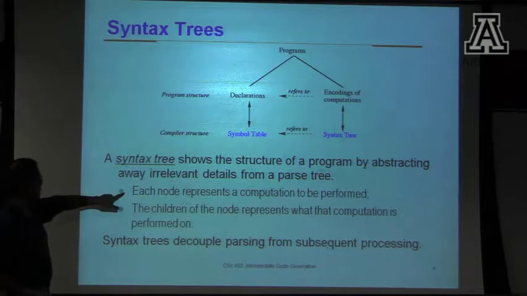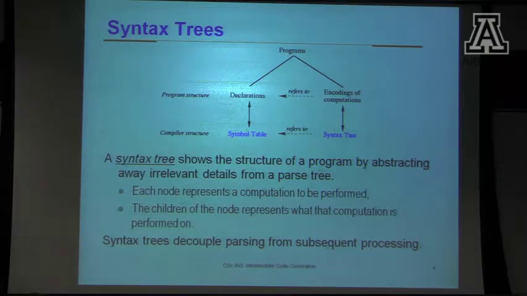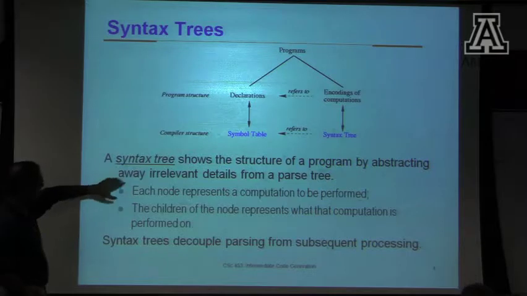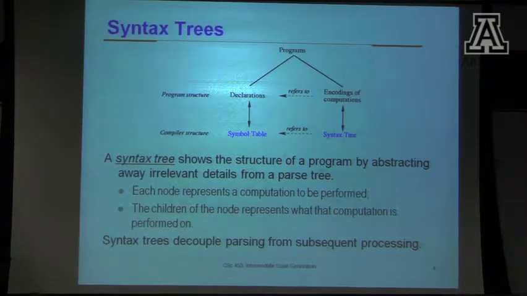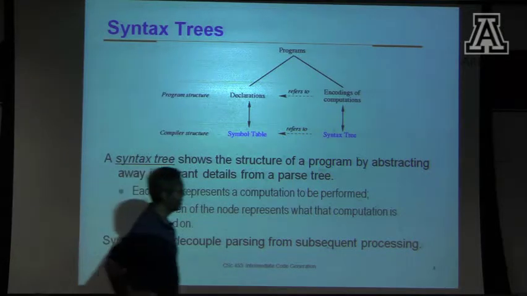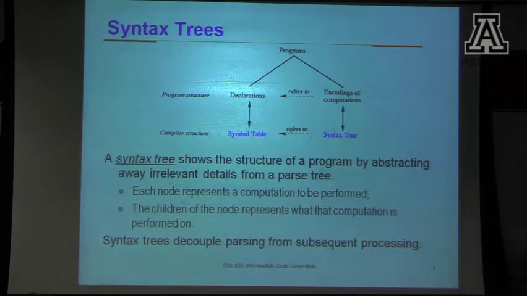Each node in a syntax tree represents a computation that's going to be performed. So a syntax tree shows the structure of a program very explicitly. Okay? And what a syntax tree does is it takes a parse tree and abstracts away irrelevant detail. There's a lot of detail in a parse tree that comes from the particular grammar. Okay, it comes from a particular grammar. And well, let's do an example. Let's see if I have a marker.